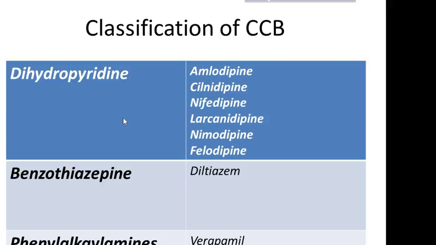Calcium channel blockers can be classified into three groups. Number one is the dihydropyridine group, in which we have amlodipine, cilnidipine, nifedipine, lercanidipine, nimodipine, and felodipine. In our country, we use this dihydropyridine group a lot in clinical practice. In the second group we have benzothiazepine, which includes diltiazem, and in the third group we have phenylalkylamine, which includes verapamil. So this is basically the classification of calcium channel blockers, right?